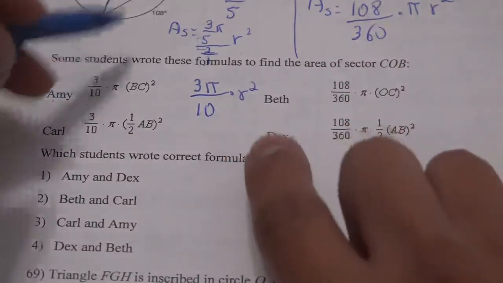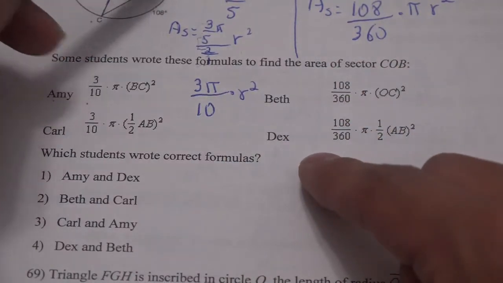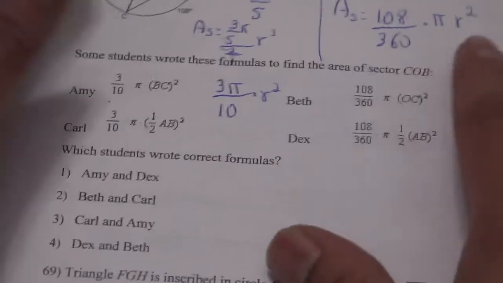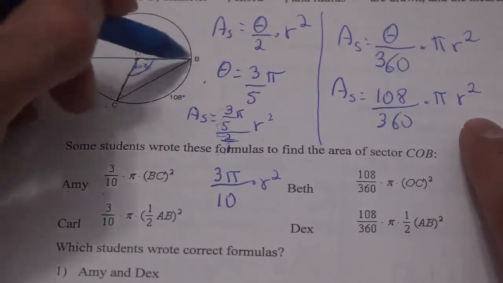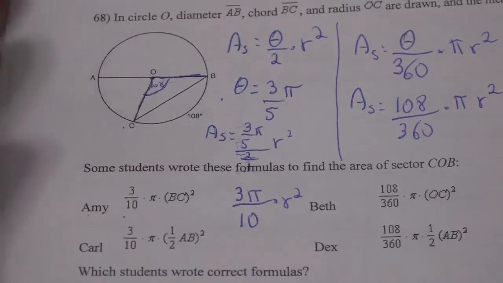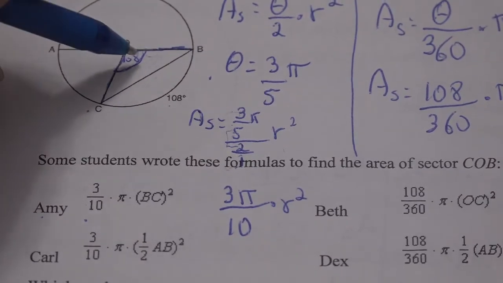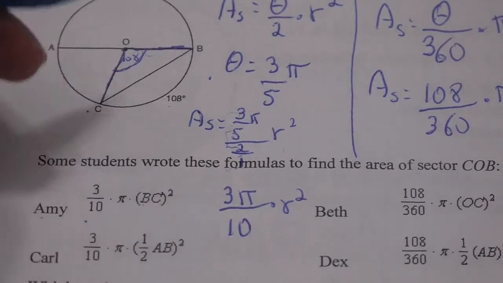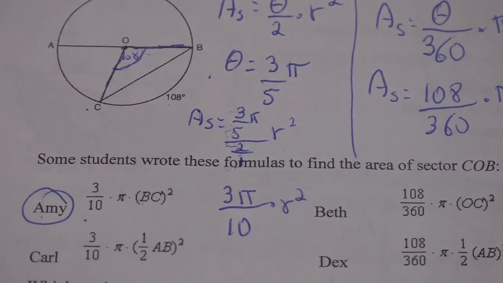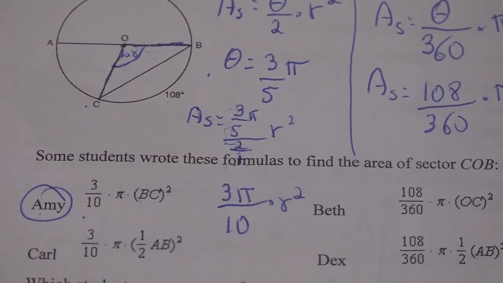Radius, times BC. Is BC a radius? Sorry. Is BC a radius? Yes, it is. So BC is the radius squared. Okay, Amy is cool with this. She's Gucci with this. Okay.